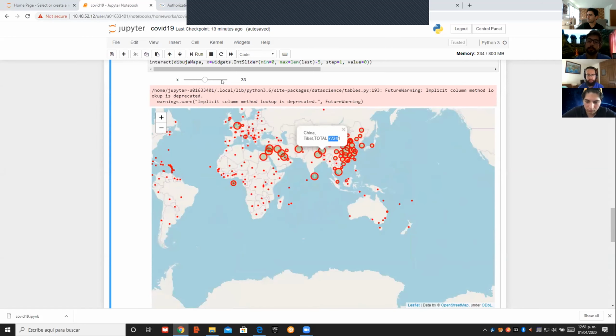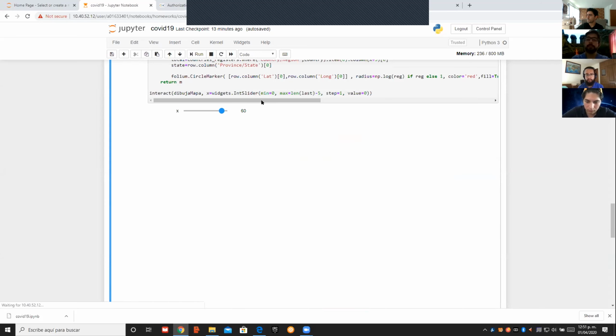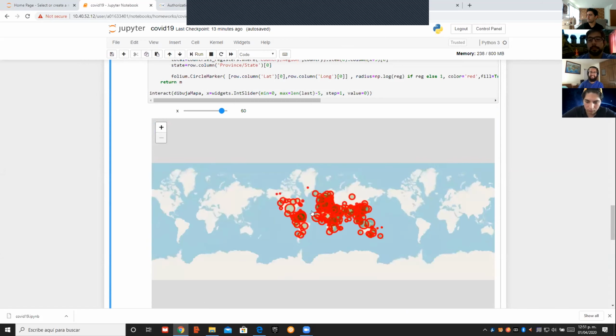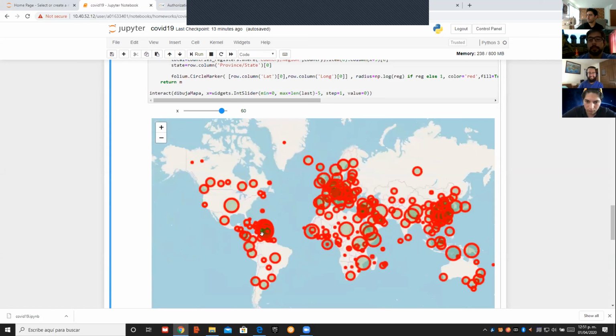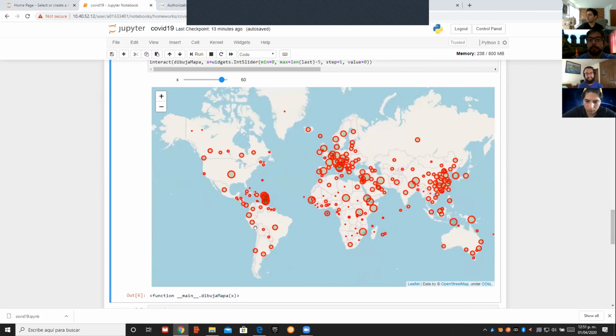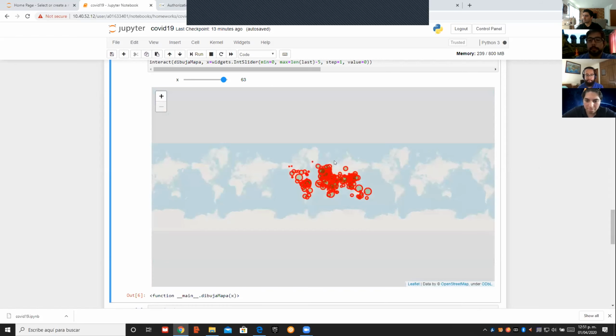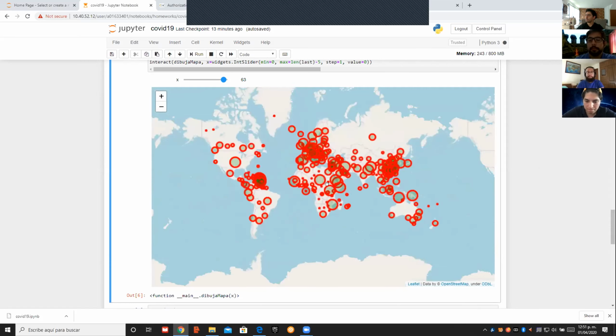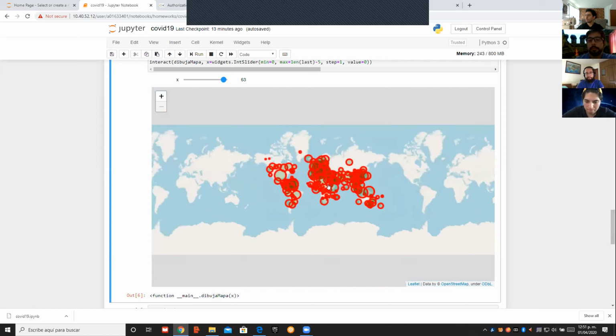So the size doesn't have anything to do with the number, right? Yes, we tried to do it with a logarithm function, because if we used the real number as the radius, we had very huge circles and the data was not so clear. But if we go through all the days, the circles are getting bigger, because there are more cases.